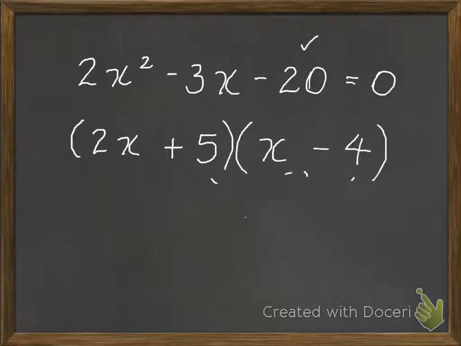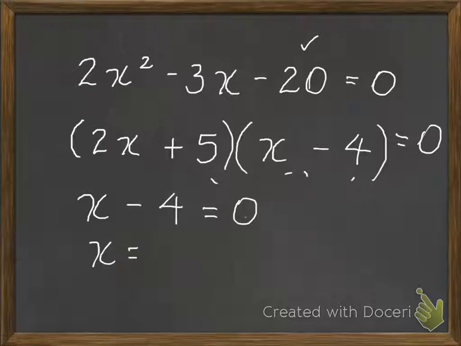Now we use this factored form to find the values of x that would make this equation 0. These are the x-intercepts of the quadratic equation. So to find those x's, you correctly found this one by solving for x. But that's only one of the solutions.